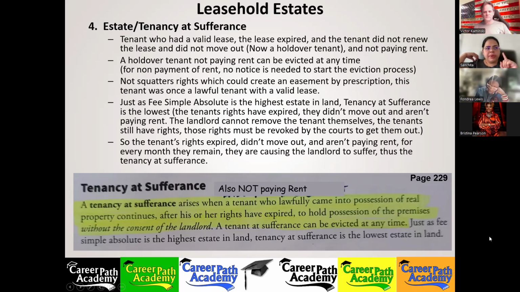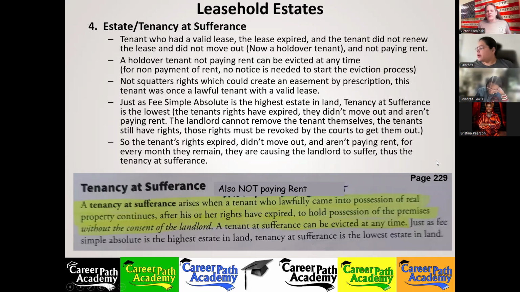So, in a periodic estate, when the lease renews by itself and they do not pay the rent, holdover tenants do not pay the rent, then it is tenancy at sufferance, right? Correct. Correct, if they're not paying their rent.